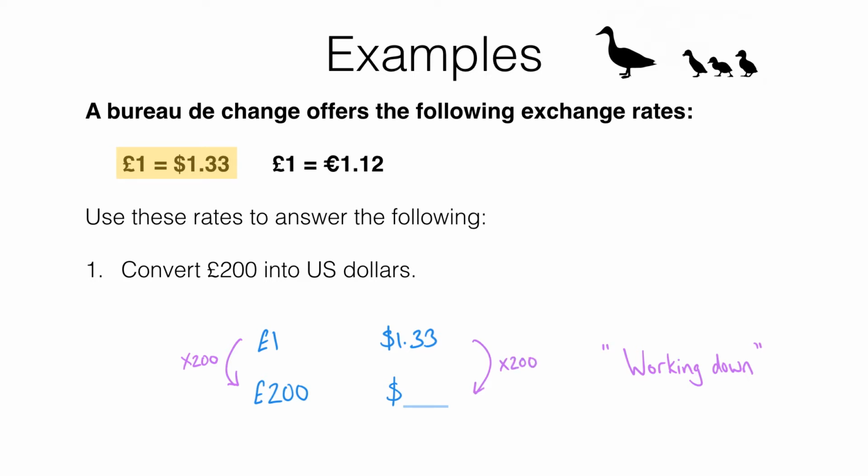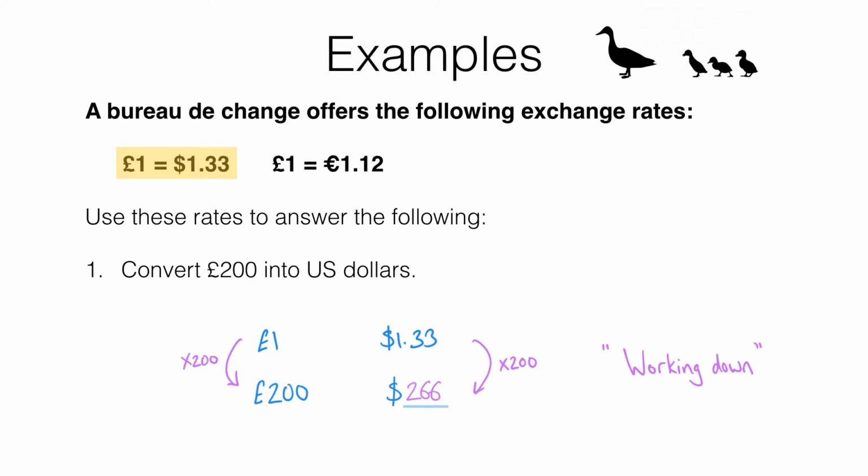So, what this is saying is that if £1 is worth $1.33 and we've got 200 lots of £1, then we must have 200 lots of $1.33. And if you work that out, you get the same answer as we got before, $266.